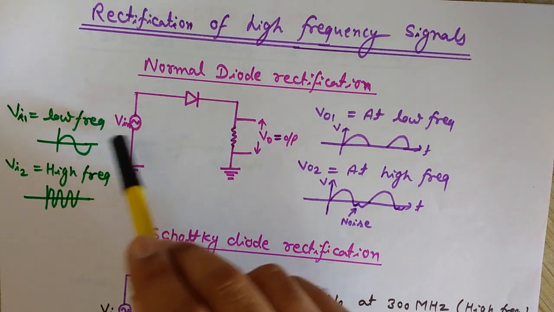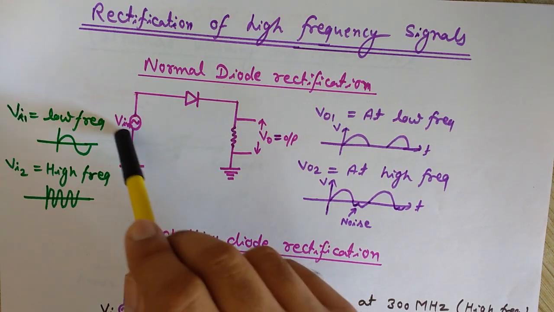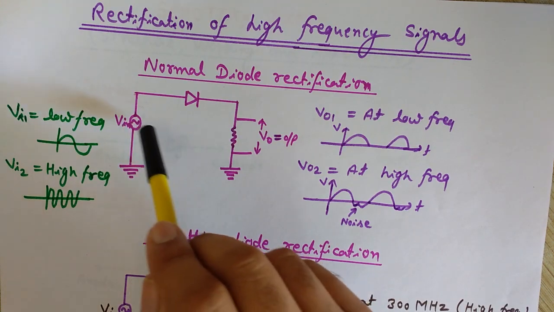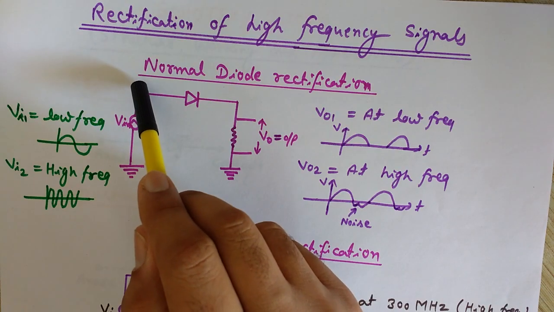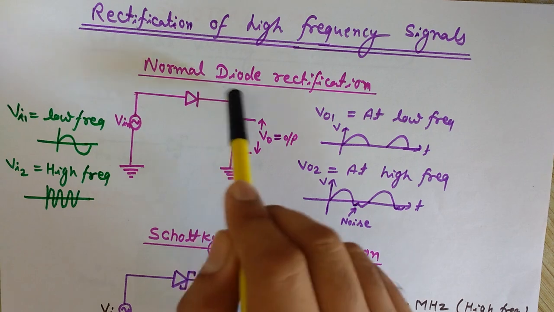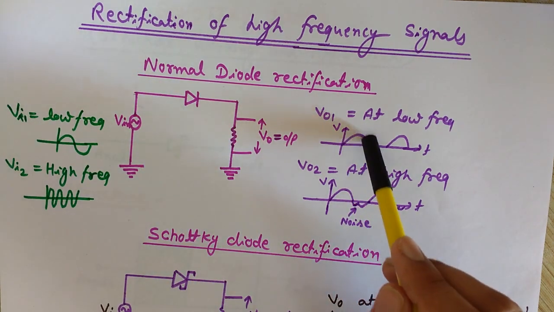So when we apply this low frequency signal to this diode, then we know that this is an AC signal, so it changes the direction of current. Suppose when it is positive for the first cycle, and this is the negative side, then this diode will conduct, so it will pass this waveform.